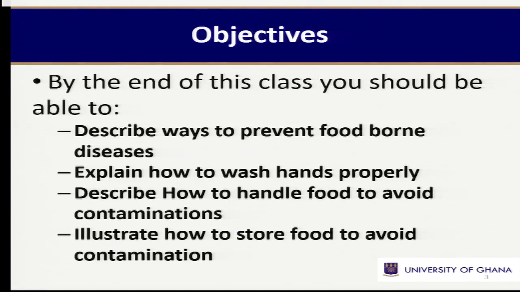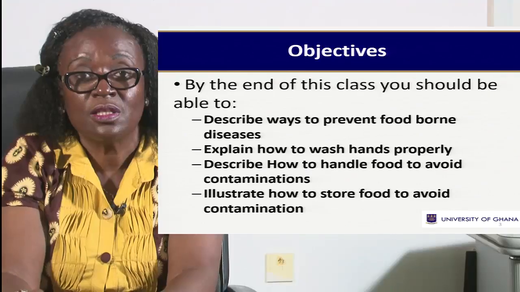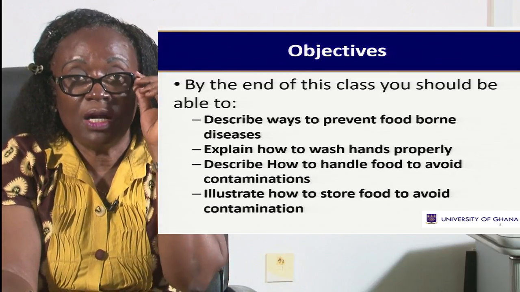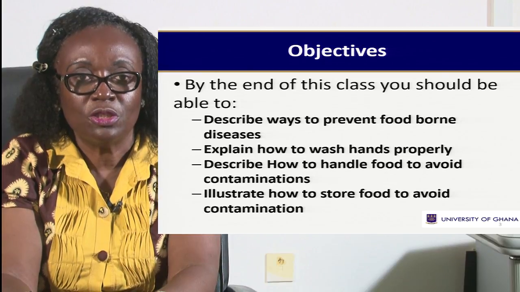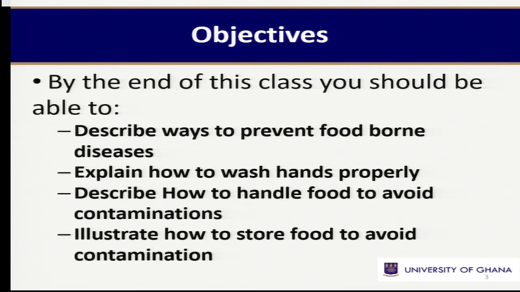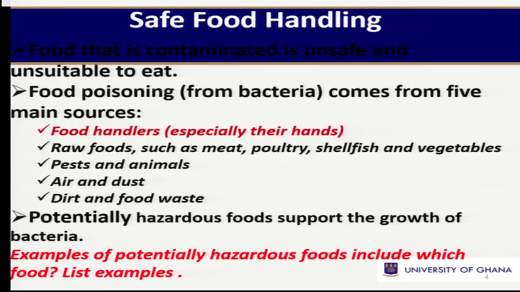At the end, you should be able to describe ways to prevent foodborne diseases, and explain how to wash hands properly. Hand washing is key to food safety handling. Everything that we eat, we handle in one way or the other, even before using a spoon or a fork to eat. Yes, it would have been handled using hands. So hand washing is key. You should also describe how to handle foods to avoid contamination, and then illustrate how to store food to avoid contamination. It is very, very important. Handling food is very, very important to avoid poisoning.